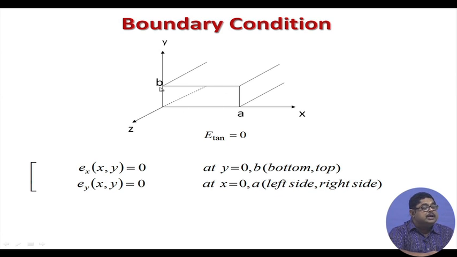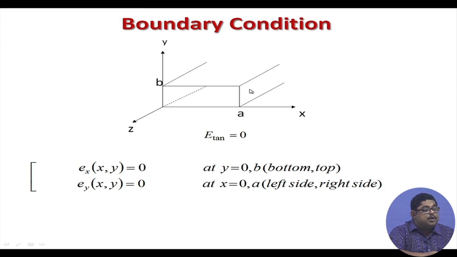Similarly, what will happen to the side walls, left side and right side? They are also metallic conductors, so the tangential field will also be 0. What is tangential there? Obviously the z component, but we do not have any z component.